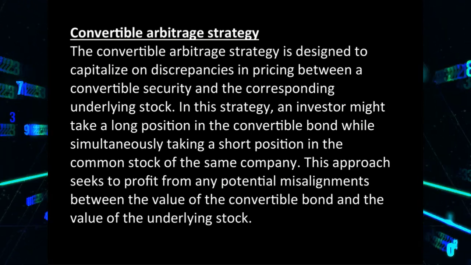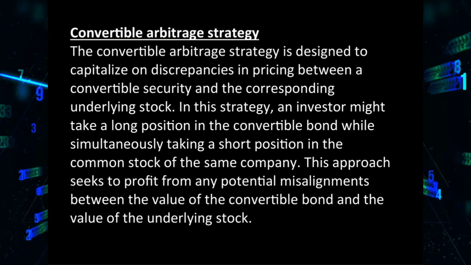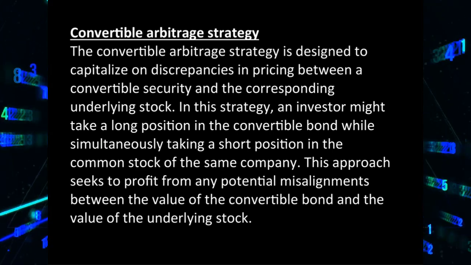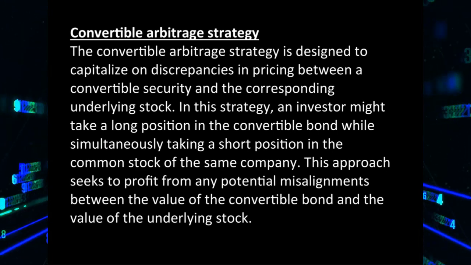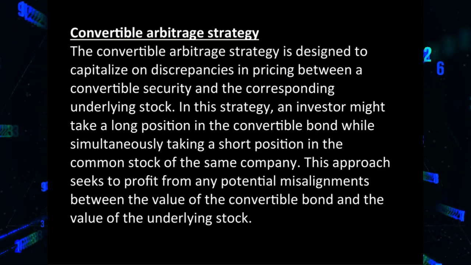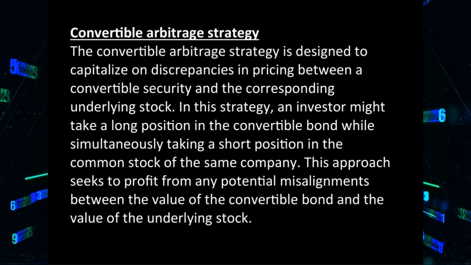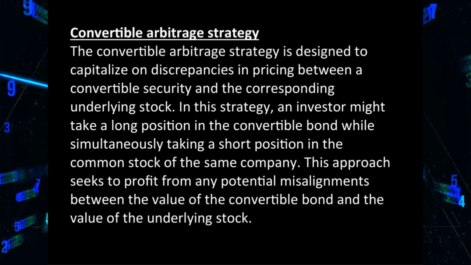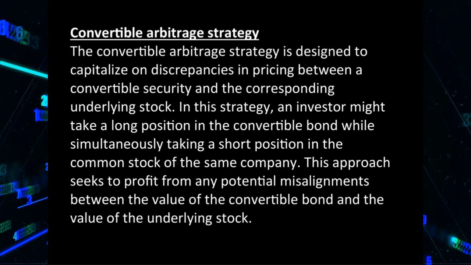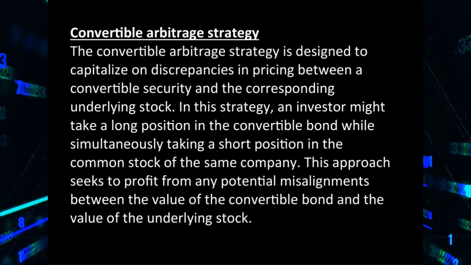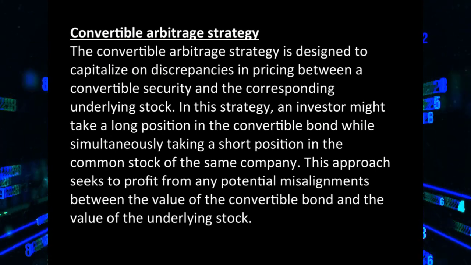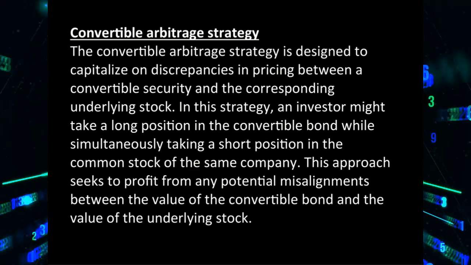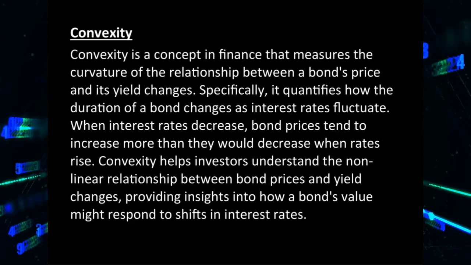Convertible arbitrage strategy. The convertible arbitrage strategy is designed to capitalize on discrepancies in pricing between a convertible security and the corresponding underlying stock. In this strategy, an investor might take a long position in the convertible bond while simultaneously taking a short position in the common stock of the same company. This approach seeks to profit from any potential misalignments between the value of the convertible bond and the value of the underlying stock. By carefully analyzing market conditions and pricing dynamics, investors aim to take advantage of opportunities where the convertible bond is undervalued relative to the stock, potentially generating returns from the convergence of these prices over time.